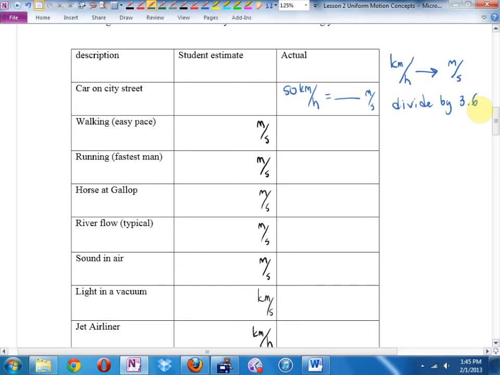50 kilometers per hour, if you divide that by 3.6, how many meters per second? I missed the first digit, sorry? 13.9. Is it 13.88888888 or something like that? Yeah, so 13.9.